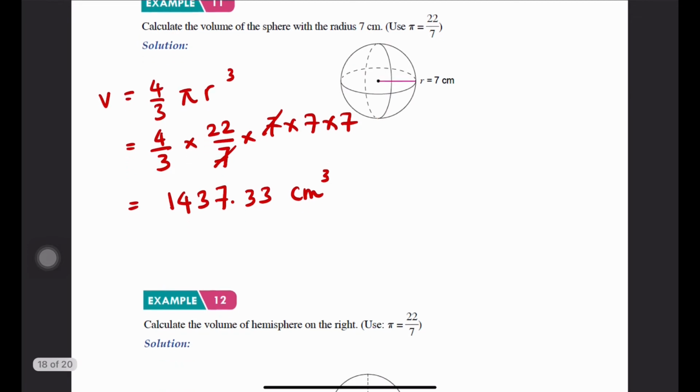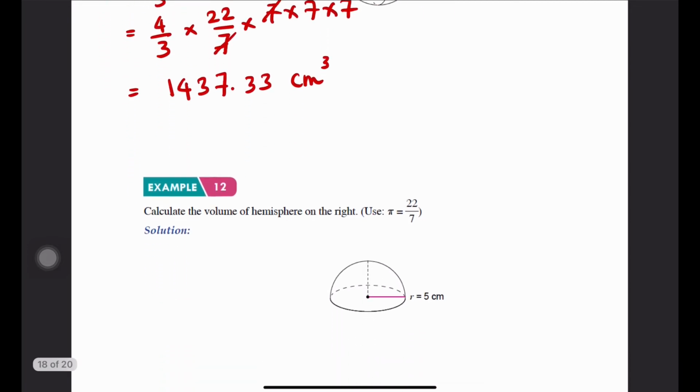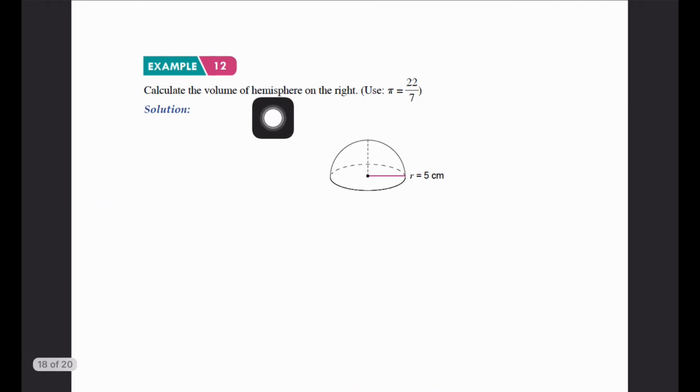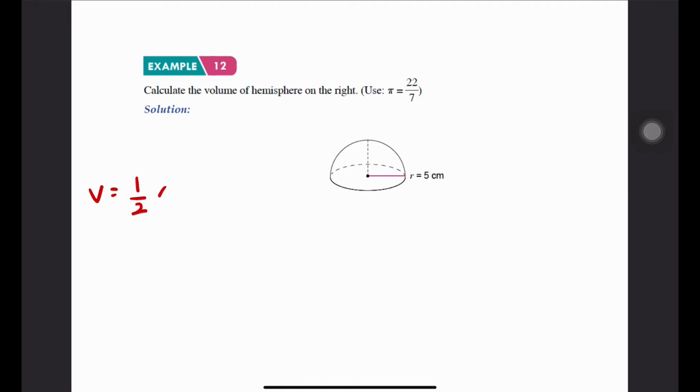Now, let's look at example 12. Calculate the volume of the hemisphere. So what is a hemisphere? A hemisphere is actually half of the sphere. So we know that the volume of a hemisphere is half of the volume of a sphere, and the volume of the sphere is 4/3 pi r cube.